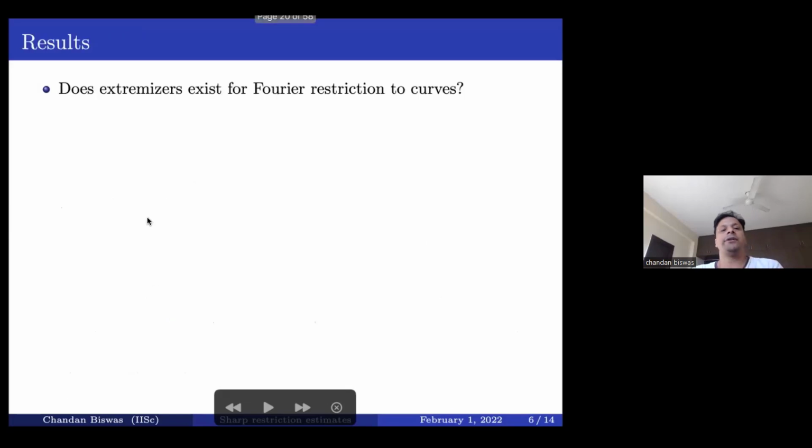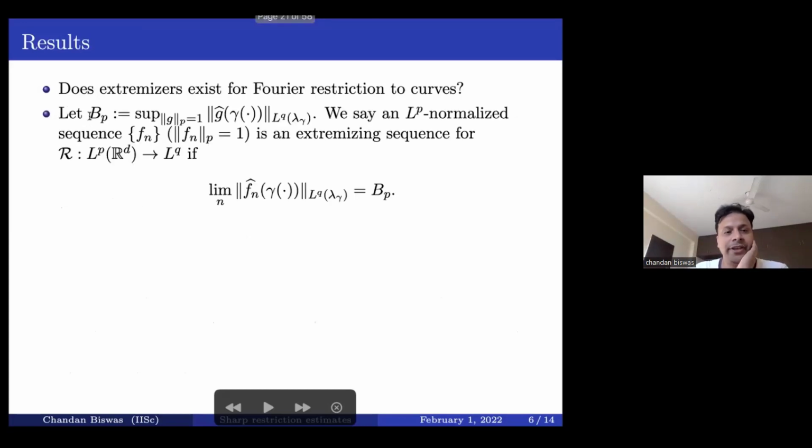Okay, so the question that we are interested in is: does an extremizer exist for Fourier restriction to curves in R^d? Let's denote by B_p the operator norm. So you look at the supremum over all such functions g which have L^p norm 1 in R^d, take the Fourier transform, and take the L^q norm of this function with respect to the affine arc length measure.